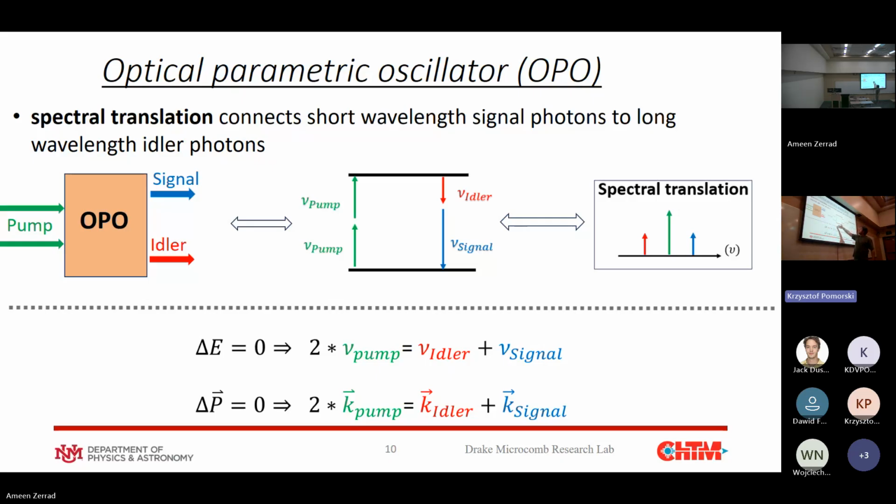Okay, so pump photons from the field are absorbed, and then idler and signal photons are emitted. In the frequency domain, essentially, you have your pump here, you have your signal photons here, you have your idler photons here. And so how do you do this? Well, you have to do it via four-wave mixing, but again, you have to conserve energy and momentum, and that's going to matter later.